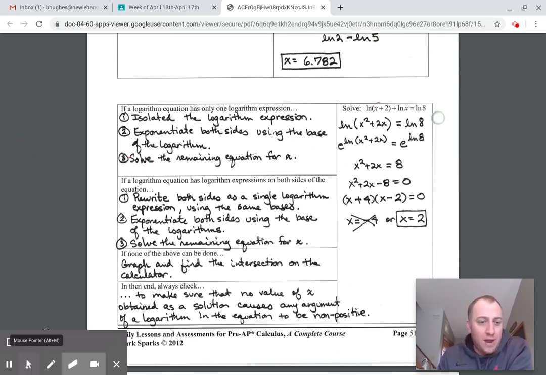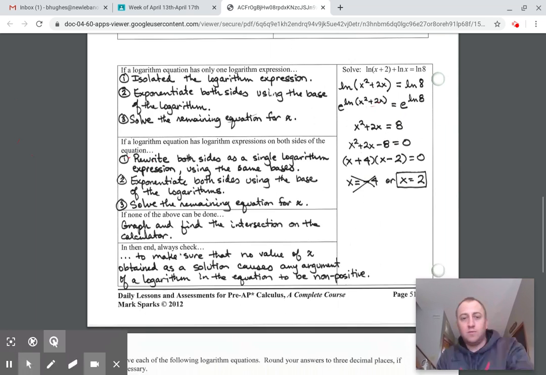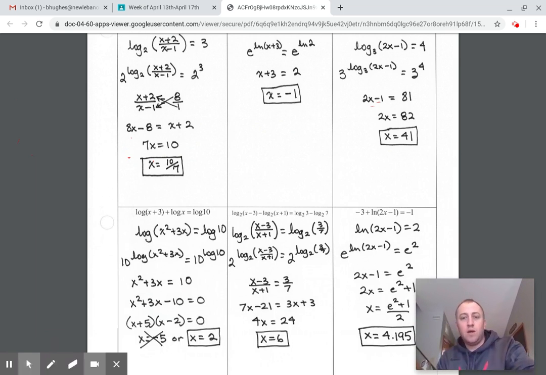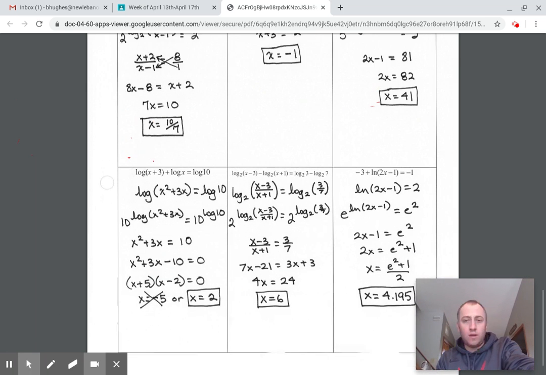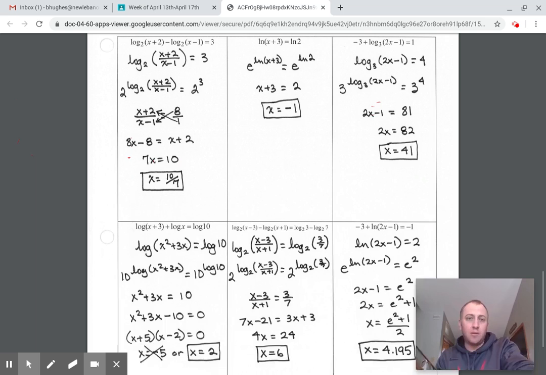All right, scroll down here to this last page of notes. I'm going to go through this pretty quickly because I got something coming up at 1.